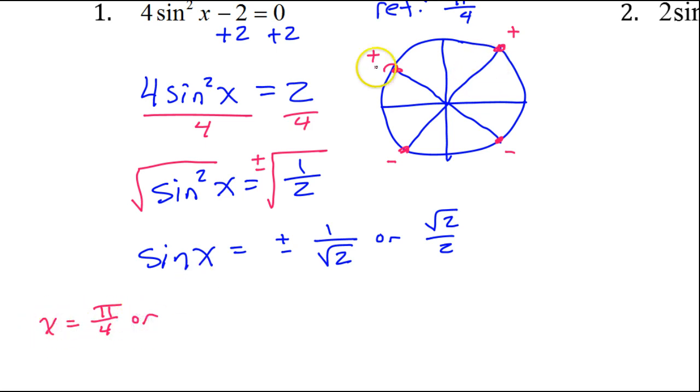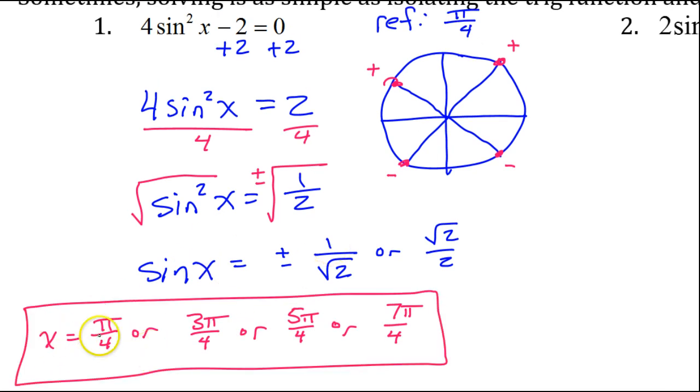Or the second one, so this is 1 pi over 4, 2 pi over 4, 3 pi over 4. So the next one is 3 pi over 4. 4 pi over 4, 5 pi over 4. 6 pi over 4, 7 pi over 4. All right, so these are the 4 solutions to problem number 1.